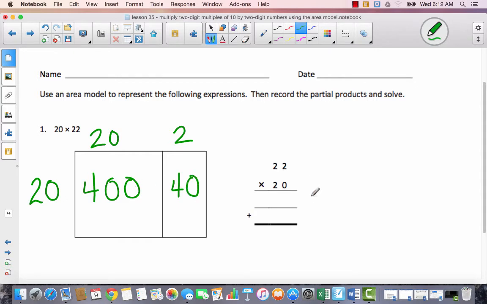So over here, it doesn't matter what order you do them in. I usually like to do the ones first. So I'm going to say 20 times 2, and then I'm going to say 20 times 20. So 20 times 2 is 40. 20 times 20 was 400, so our answer is 440. Okay, let's try number 2.